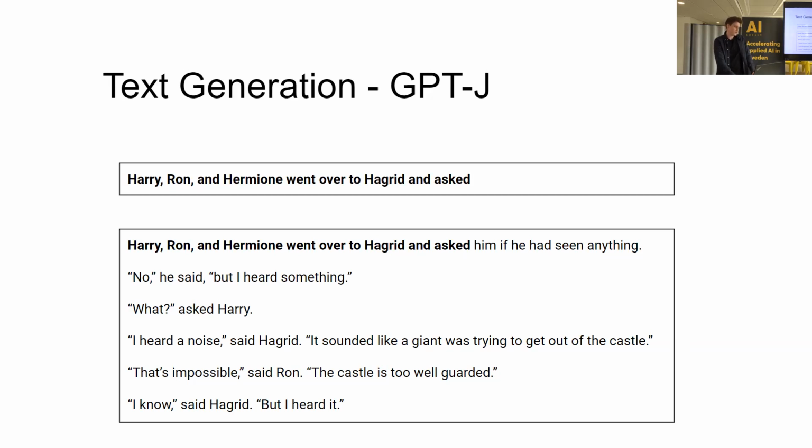"No," he said, "but I heard something." "What?" asked Harry. "I heard a noise," said Hagrid. "It sounded like a giant was trying to get out of the castle." "That's impossible," said Ron. "The castle is too well guarded." "I know," said Hagrid, "but I heard it."